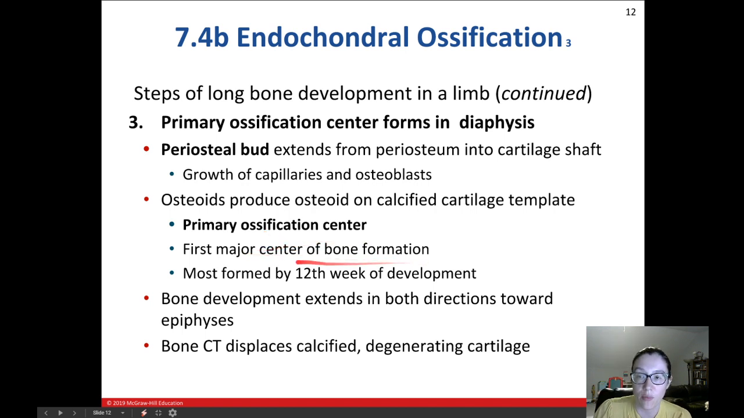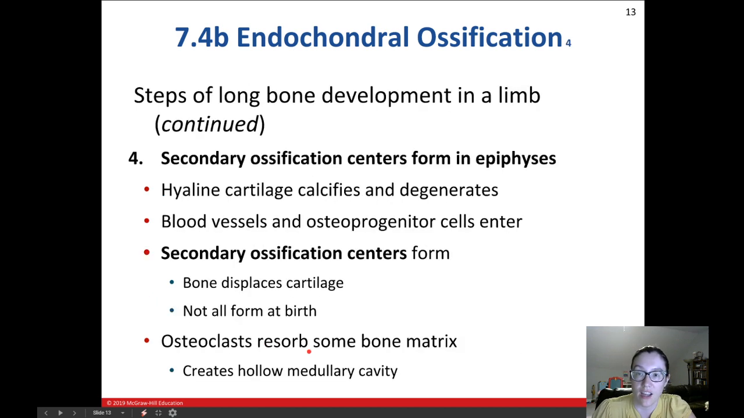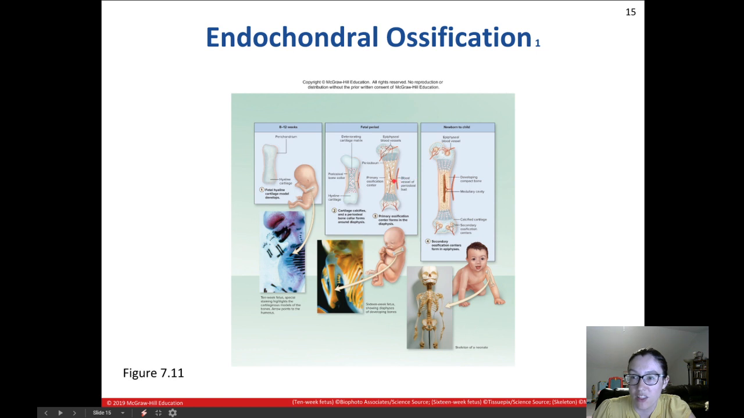This is the first major center of bone formation, and each bone is going to have its own primary ossification center, and they're all going to form sometime between that 8th and 12th week. Most of them are formed by around the 12th week of development, so in that first trimester. The bone is going to develop. It's going to start at the center, and then it's going to extend in both directions towards the epiphysis of the long bone. So make sure that you review the terms and the anatomy of the long bone from lab last week. The bone connective tissue is then going to displace that calcified degenerating cartilage, and so we're going to have a nice layer of bone here in the diaphysis. So here we can see that our blood vessel has grown in, right?